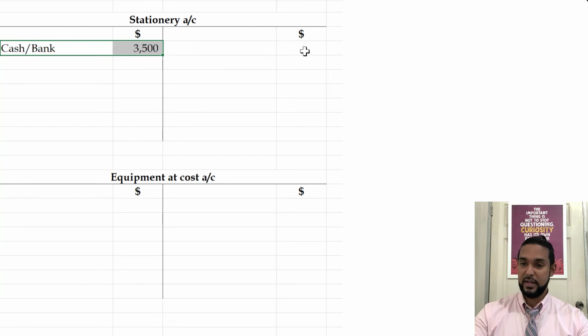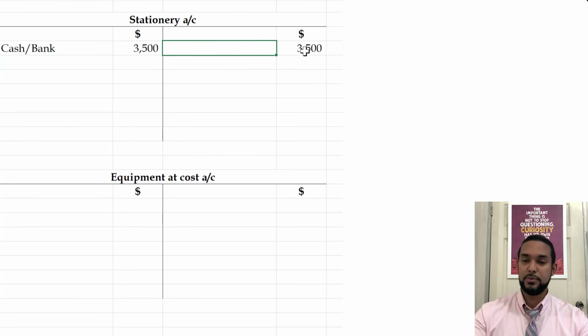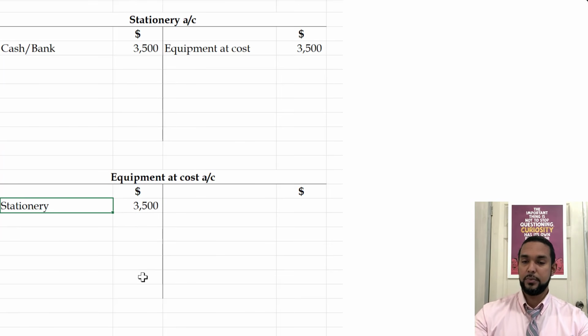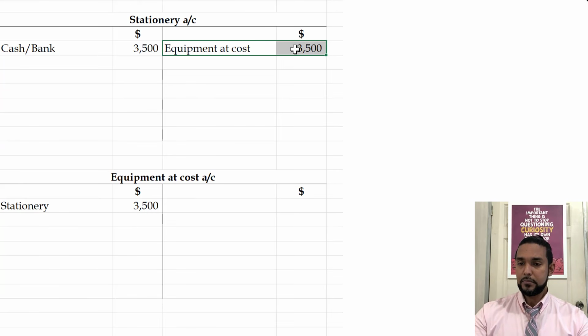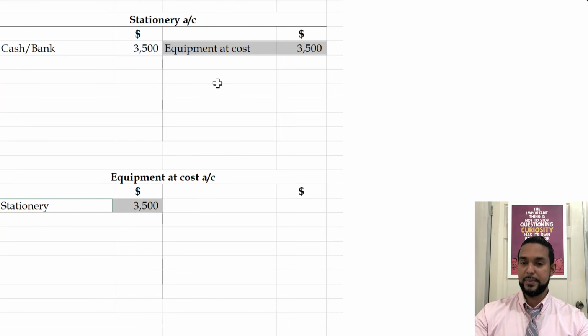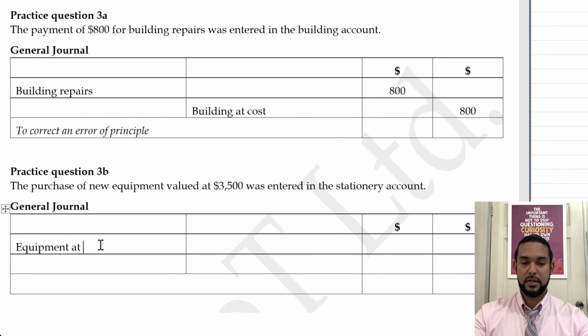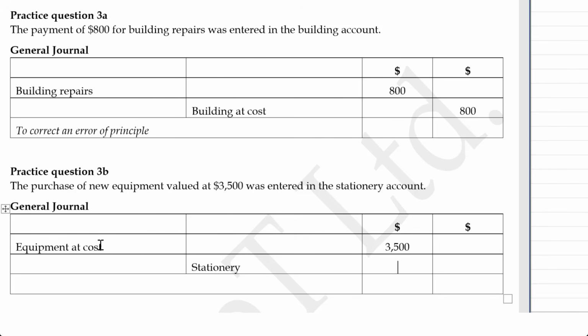So how do we remove a debit that shouldn't be there? We have to go on the opposite side, the credit side, put the amount that needs to be removed and put where we're sending it to. It's supposed to go to the equipment account. The equipment account was supposed to be debited in the first place and it wasn't, so we fix it by doing that. And we put where the transfer is coming from. So this debit and this credit correspond. We're supposed to debit equipment at cost, $3,500, and we credit stationery to remove the item that was put there, to correct an error of principle.